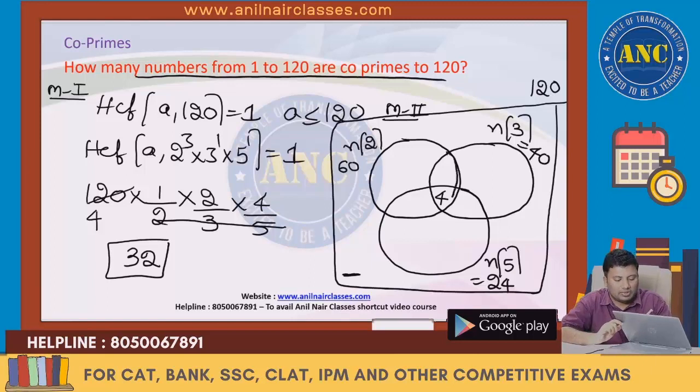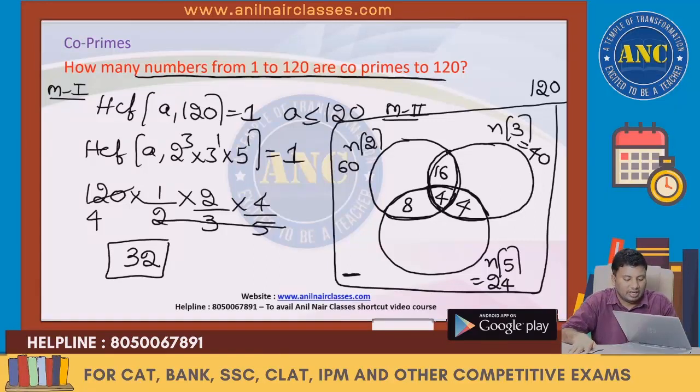How many are divisible by only 2 and 3? 2, 3 is 6. 6 means 20. Already 4 is there. It is 16. How many are divisible by 3 and 5? 15. 15 means 8 are there. So these 8. How many are divisible by only 2 and 5? 10. 10 means 12. It will become 8.